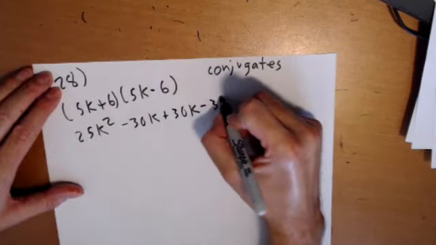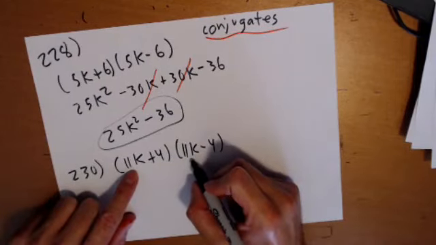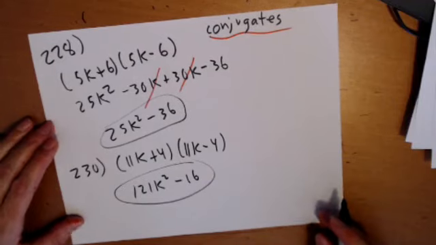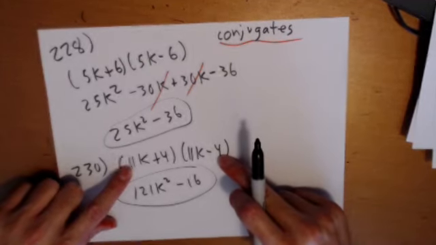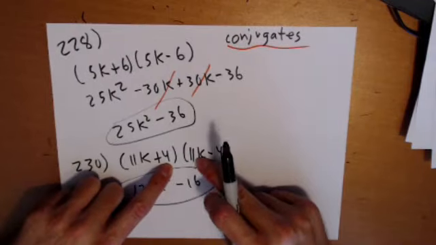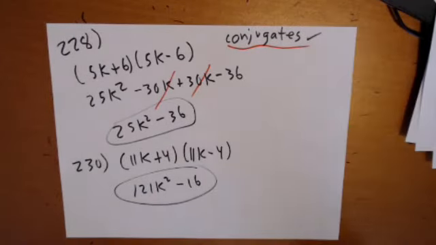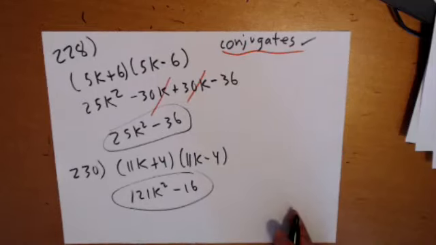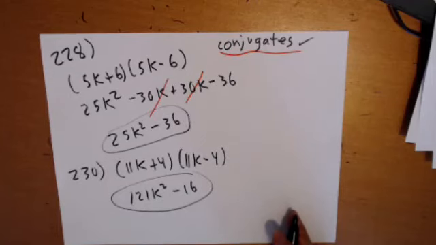So let's see if we have faith in that idea. So 230, you have 11k plus 4 times 11k minus 4. I have total faith in conjugates. I know that outsides and insides cancel, so let's just do firsts. 11k times 11k is 121k squared, and 4 times negative 4 is minus 16. Boom, done. Do you see how I just knew that negative 44k and positive 44k, outsides and insides, would cancel, so I didn't even bother because they are conjugates. Have faith in conjugates. Cool, so this is a good section, and everything's pretty straightforward.